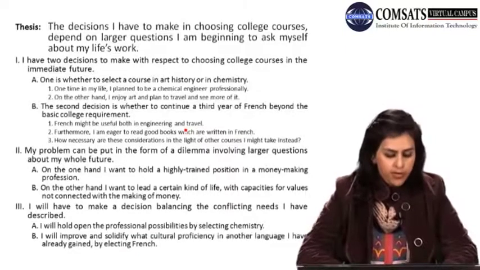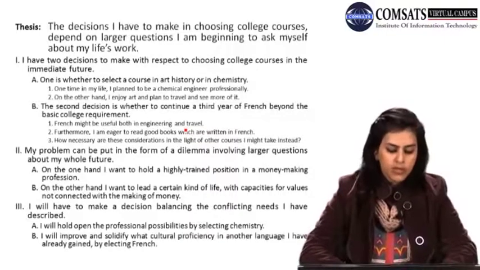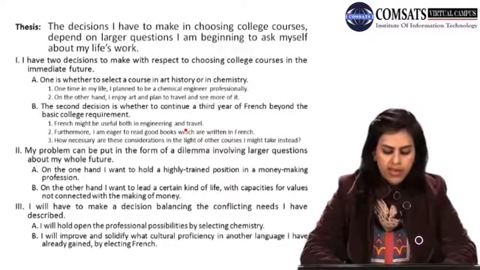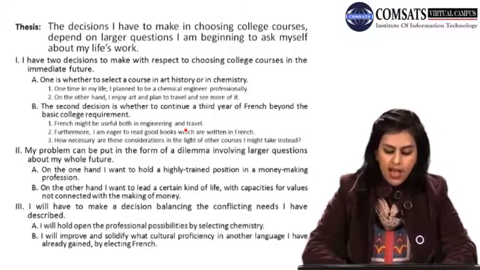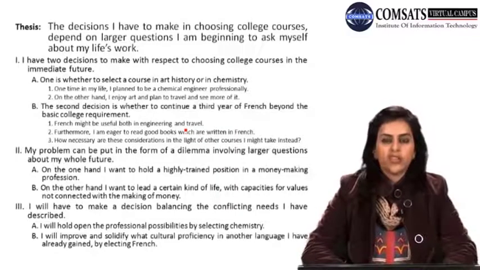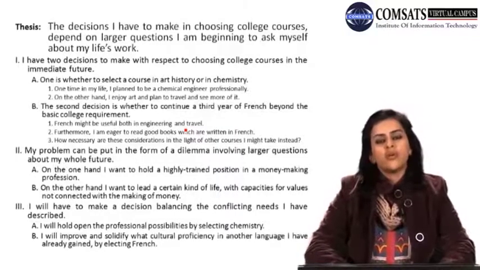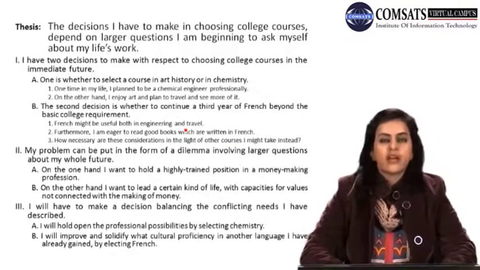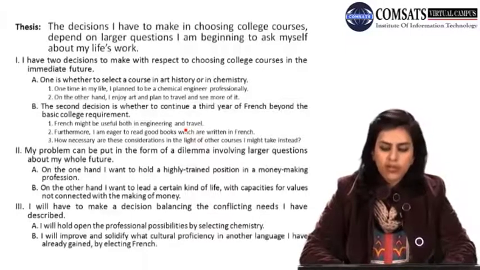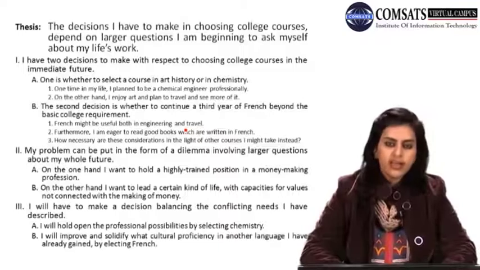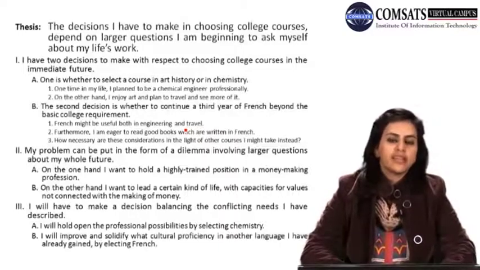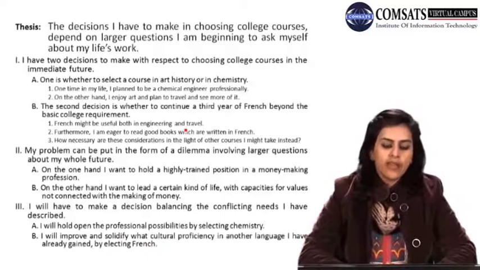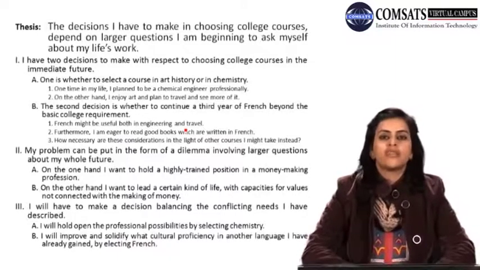The argument, point B under his heading number 3, is that I will improve and solidify the cultural proficiency in another language that I have already gained by electing French. So he is also going to select the French course in his third year, to improve his cultural proficiency and to read about another language that he has already gained by selecting French in his career. So he has decided about the decisions before and after college that he has made.